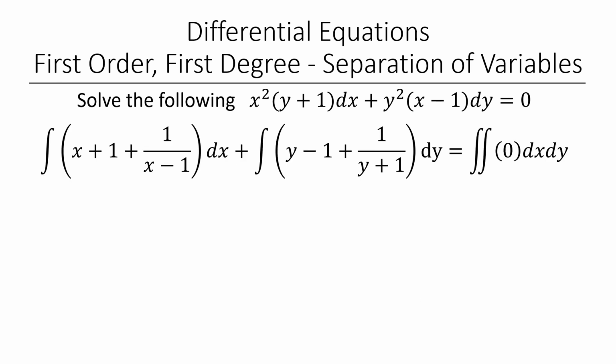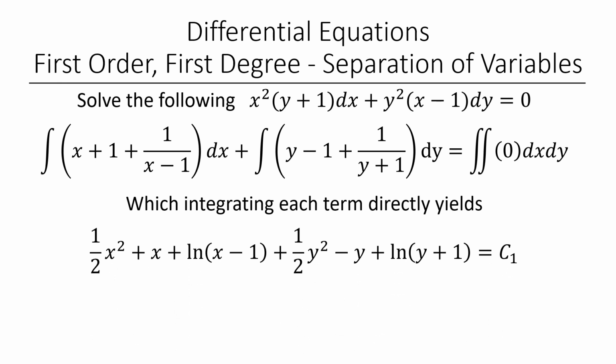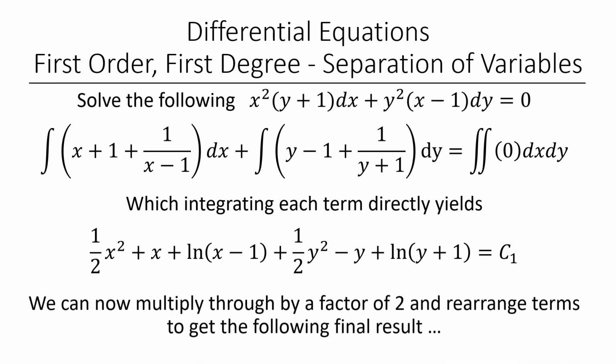So performing this integration, which we can do directly, we should get 1/2 x squared plus x plus natural log of x minus 1 plus 1/2 y squared minus y plus natural log of y plus 1 equal to some constant. We can now clean this up just a bit. I mean, that is technically the answer, but we can get it in a little more compact form by multiplying through by a factor of 2, and we can rearrange some of the terms and utilize some of the properties of natural logs.